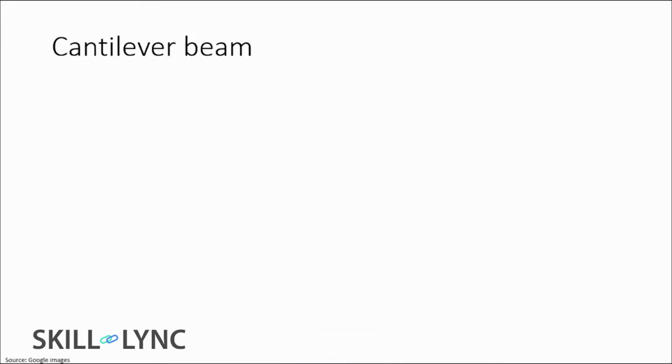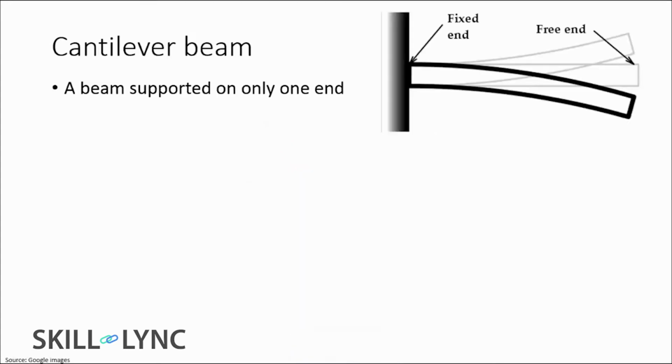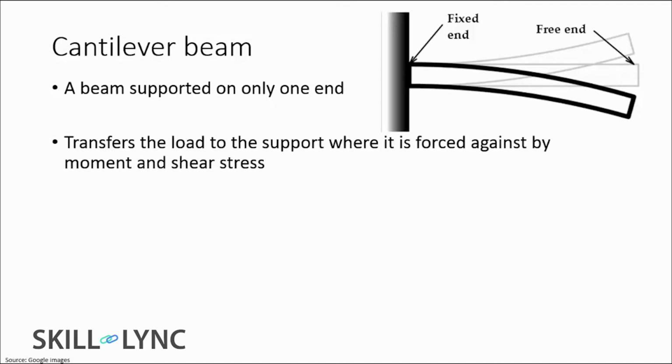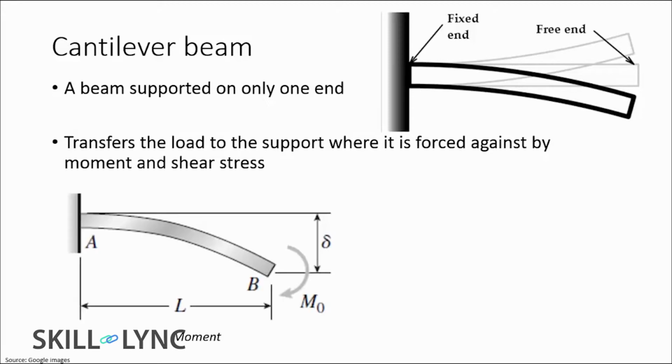A cantilever beam is a beam supported at one end and carrying a load at the other end. The beam transfers the load to the support, where it is forced against by moment of force and shear stress. Moment of force, or torque, is the tendency of a force to twist or rotate an object. Mathematically, it is the cross product of the force and the distance.